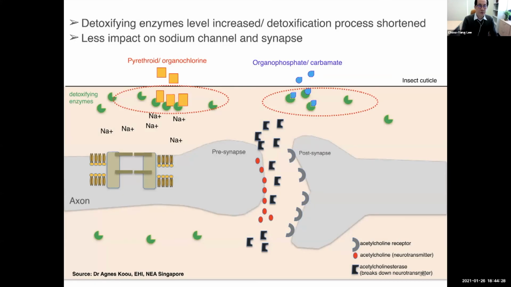So when it comes to metabolic resistance, we have, for example, two major groups of insecticide: Pyrethroids and organochlorines, mainly DDT, and you have the OPs and Carbamate, another group. The detoxification enzyme would play its role to detoxify this insecticide once it gets into the insects.